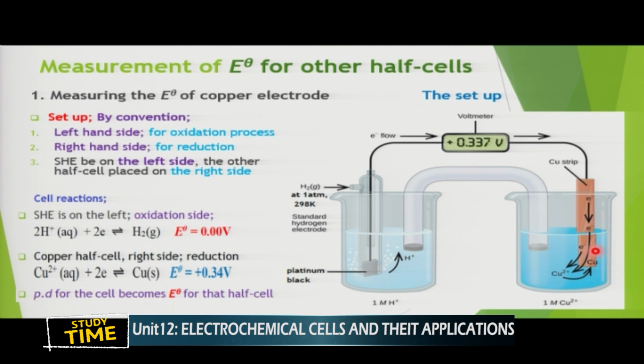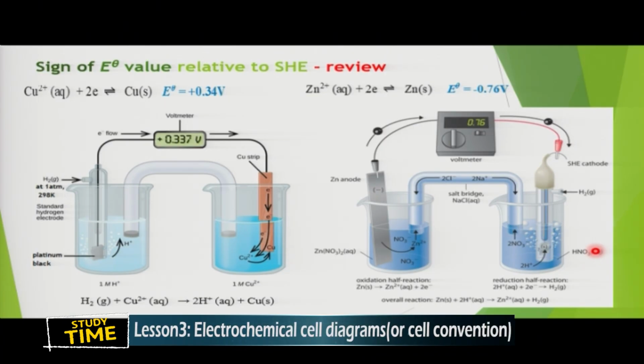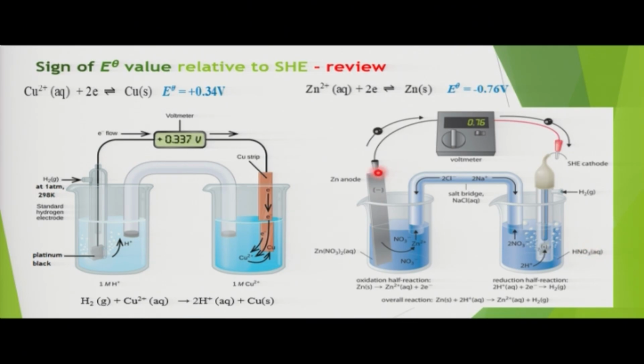That is what we looked at in the previous lesson. Then we also concluded by seeing the sign of the E theta relative to the SHE. What does a positive value and a negative value imply? We say the positive value implies that the SHE is losing electrons to that half cell, for example copper, as you see the flow of electrons. But if you have a negative, the SHE is gaining electrons from that half cell. This is an example of zinc. But why negative? And here you see a positive.